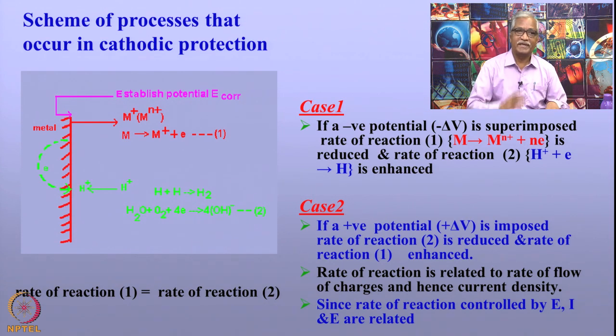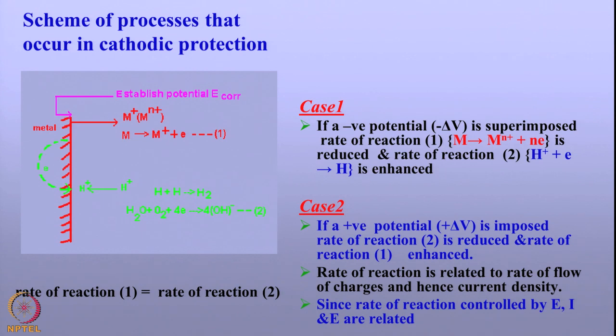So, we have seen qualitatively what difference it makes when you apply a potential on the metal surface. Let us go a little more quantitative and see what kind of relationship exists between the potential and the current. That is very important, because if I want to bring down the potentials, I must know how much current I have to apply in order to bring down the potentials so that the cathodic reaction is reduced.